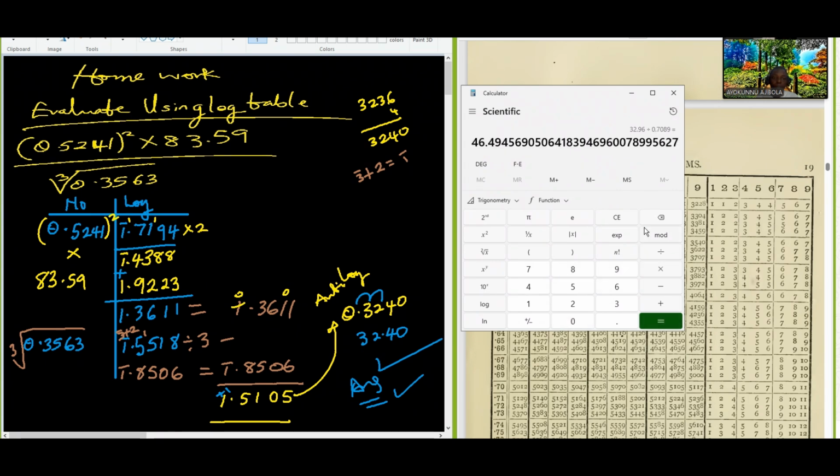Oh, that's not 32.96. Maybe let me check that one at the top again. The one at the bottom, let me write it somewhere, is 0.7089. And the one at the top, 0.5241 squared, then times 83.59. So okay, 22.96, not 32.96. Now divided by 0.7089, that is 32.389, which is approximately 32.40.